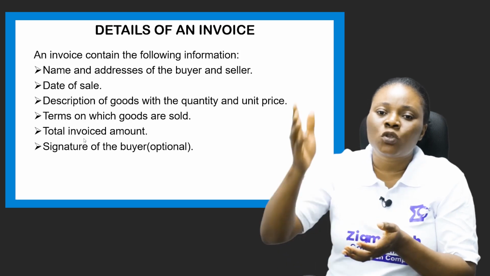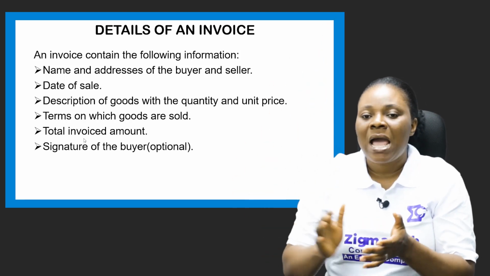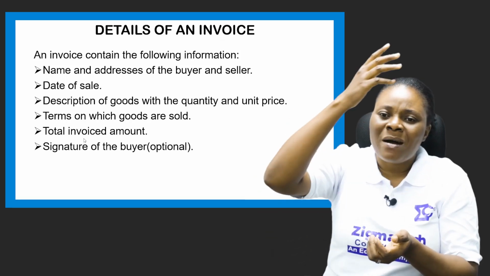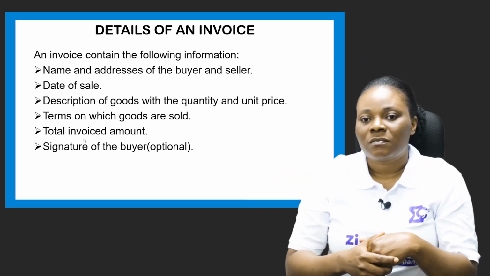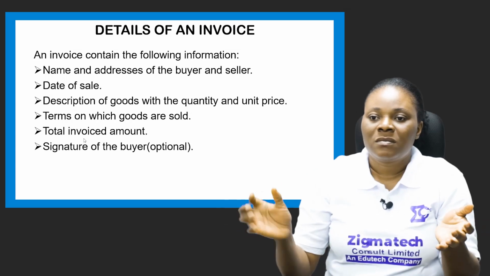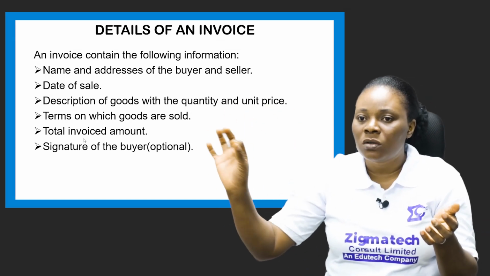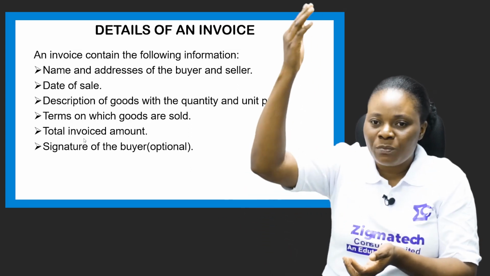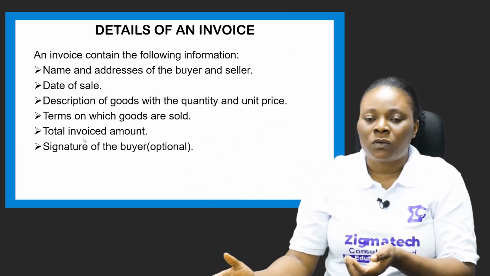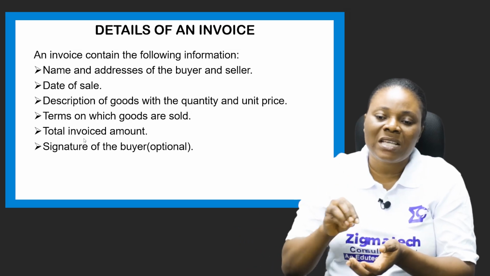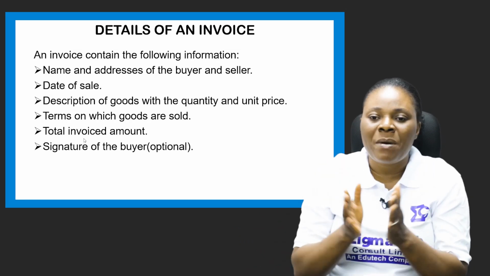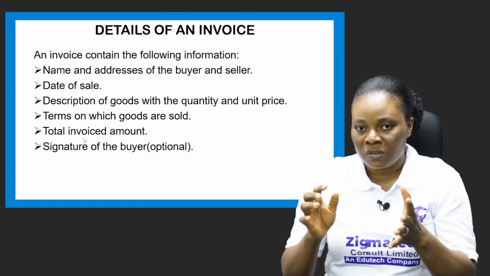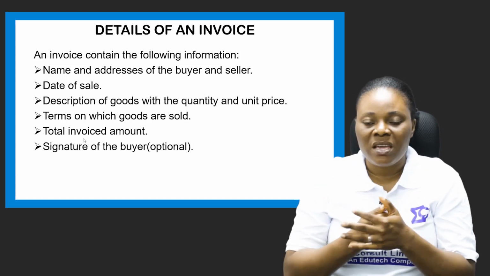Then you also have the total invoiced amount. If, for example, you have supplied about 10 items to a buyer, each item has its own price. So at the end of the invoice, there should be a total amount, which is called the total invoiced amount. That means the amount that the buyer is going to pay for all what has been bought. That is also stated on the invoice.